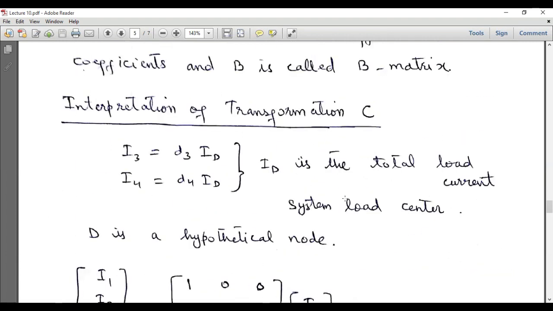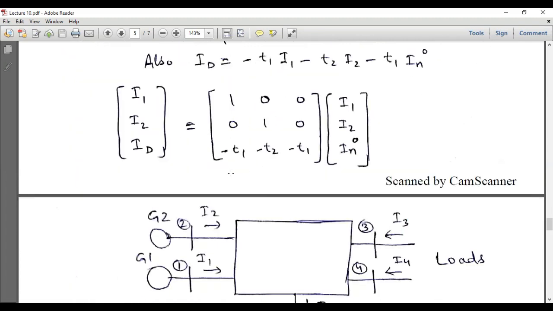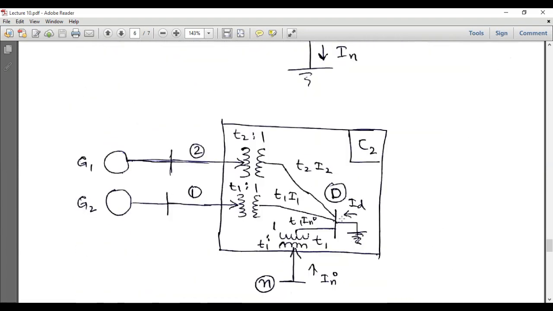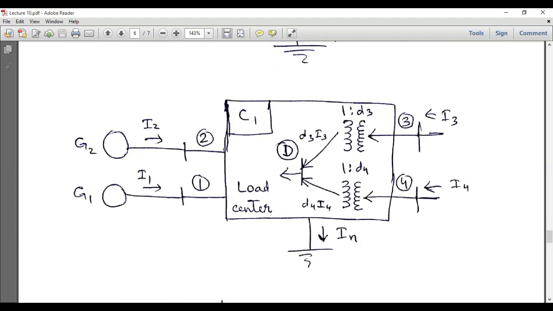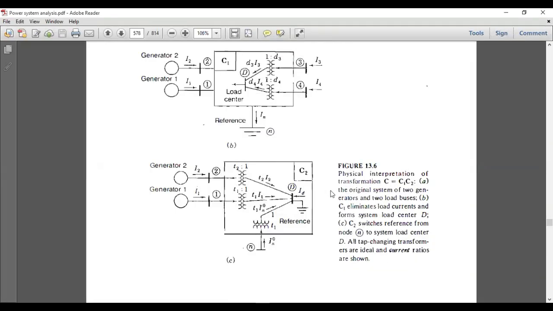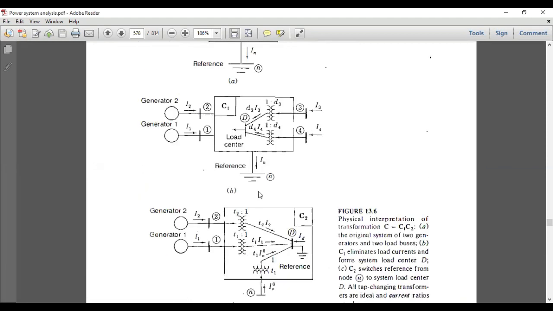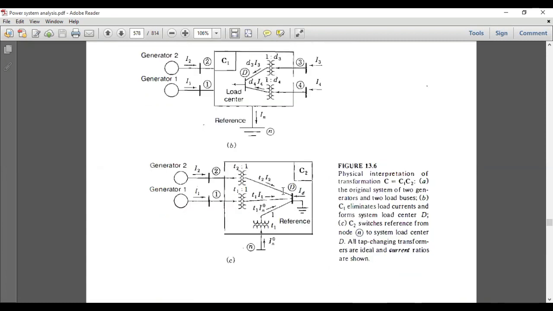The reason is that we have ID equal to minus T1 I1 minus T2 I2 minus T1 IN node. In that case, we had all the currents positive, but here you can see all the currents are negative. So all the currents will be entering this bus, and the resultant current ID will also be entering this bus. The clear picture of these two figures can be seen in this book, right? This is the power system analysis book, and you can see all the directions of the currents and the turn ratio of the transformers over here as well.